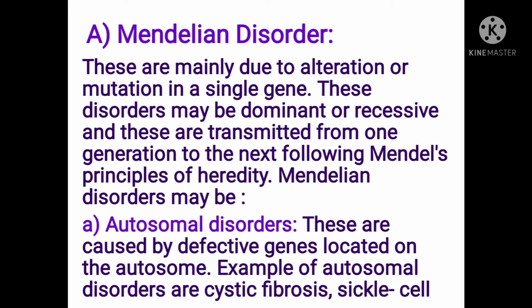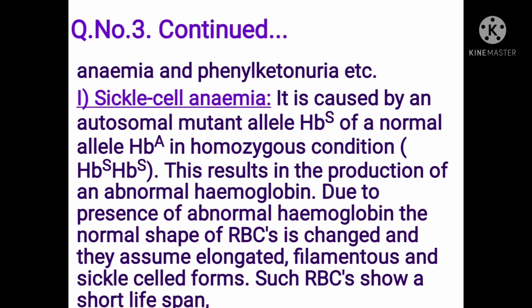Mendelian disorders may be A. Autosomal disorders. These are caused by defective genes located on the autosome. Examples of autosomal disorders are cystic fibrosis, sickle cell anemia, and phenylketonuria.